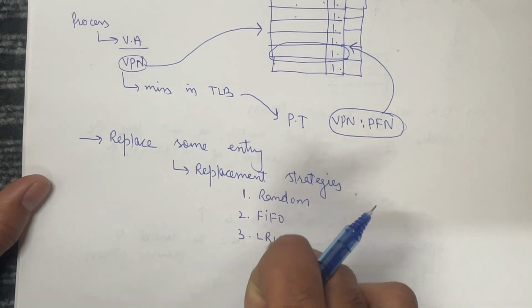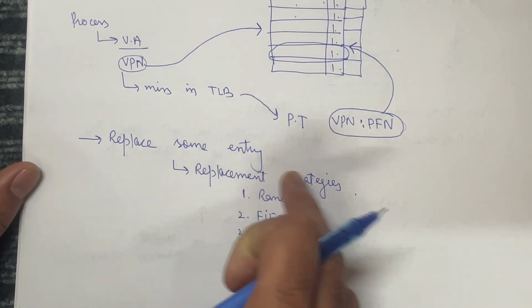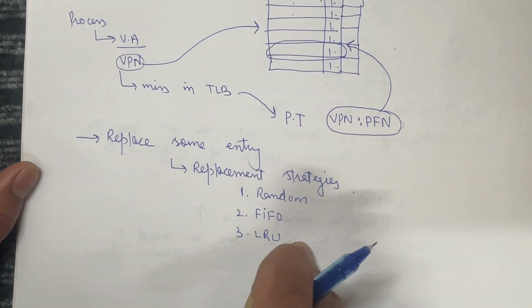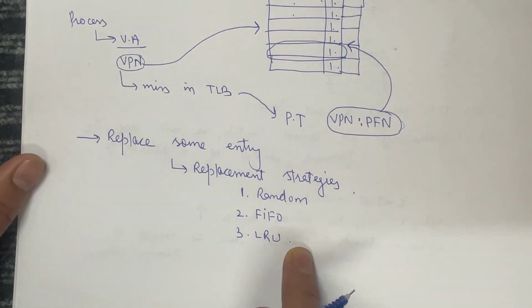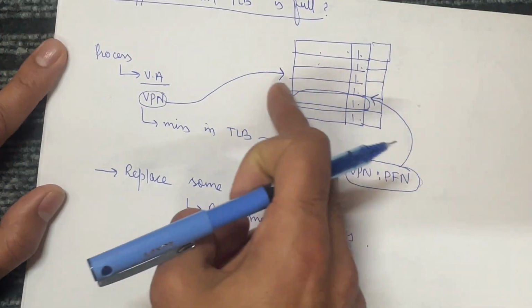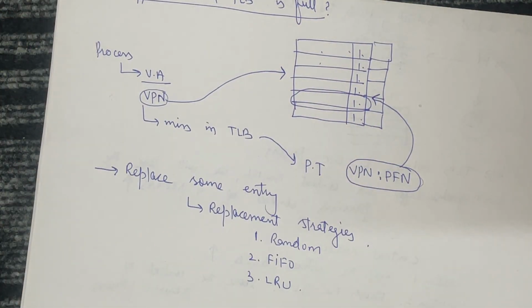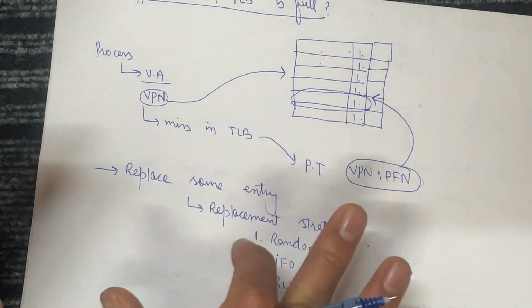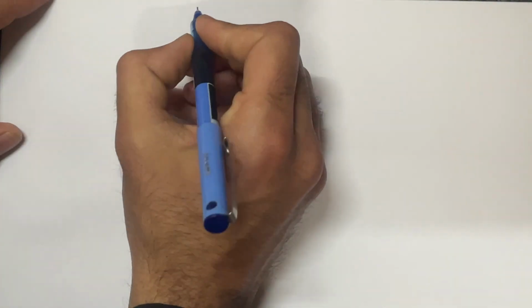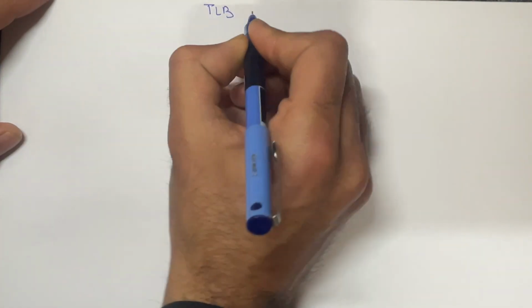There are many other different strategies, but you should remember that there are replacement strategies. Random is there, FIFO is there, least recently used, LRU, is there. So based on these strategies, you will decide which particular entry is to be replaced. Okay. So this was all about the TLB and how it solves our problem. Okay, so let me review it and we will close this particular lecture here. So what is this TLB?